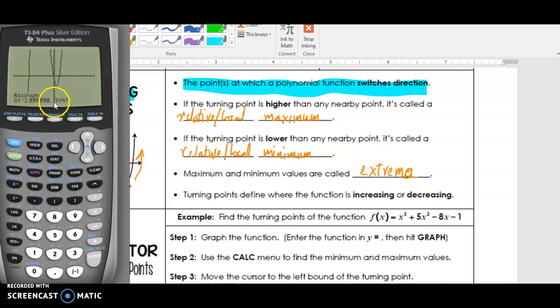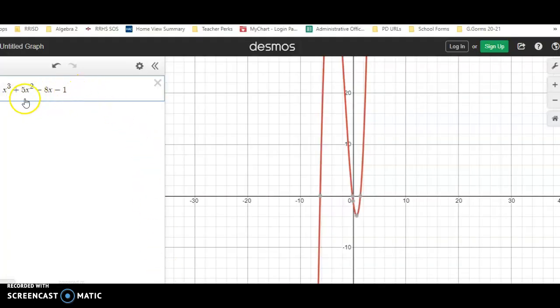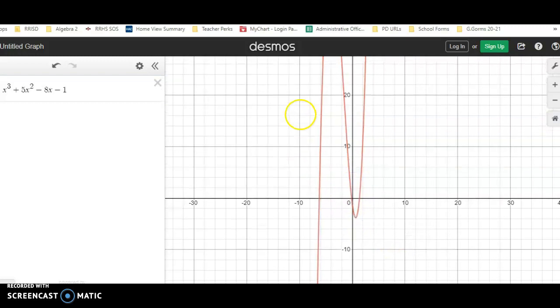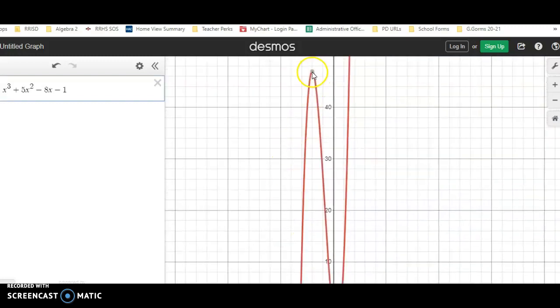Okay. If you have the calculator with you, you do this. Or if you don't, you can actually go to Desmos. I have already entered this for our reference, and you can see the lowest point is right here. And if you move the graph, you can see what the maximum point is. So let's note that down on our graph here.